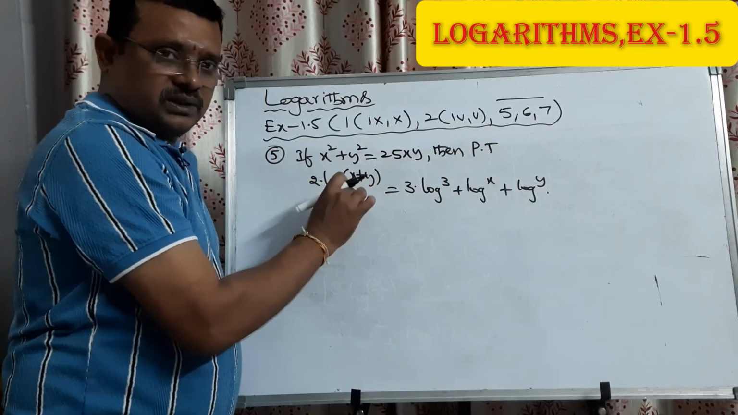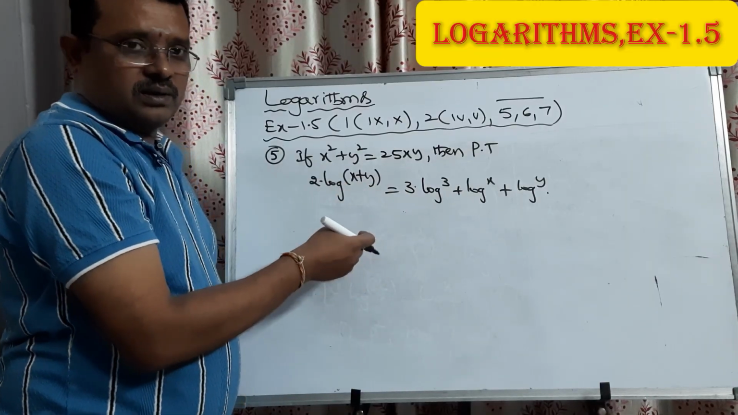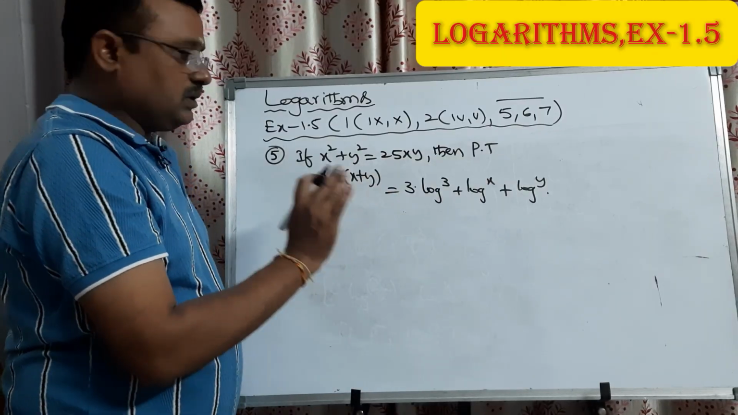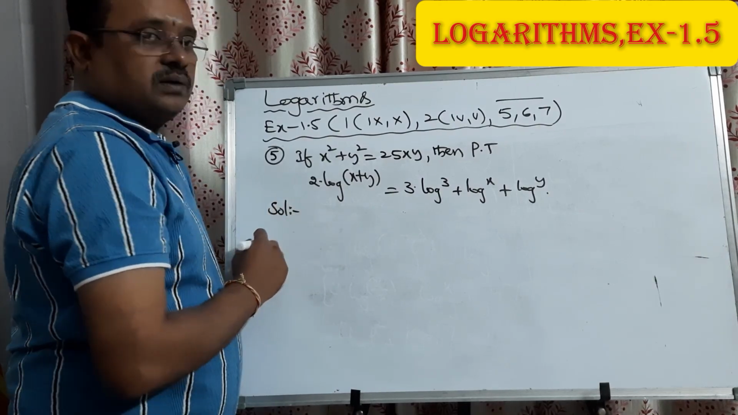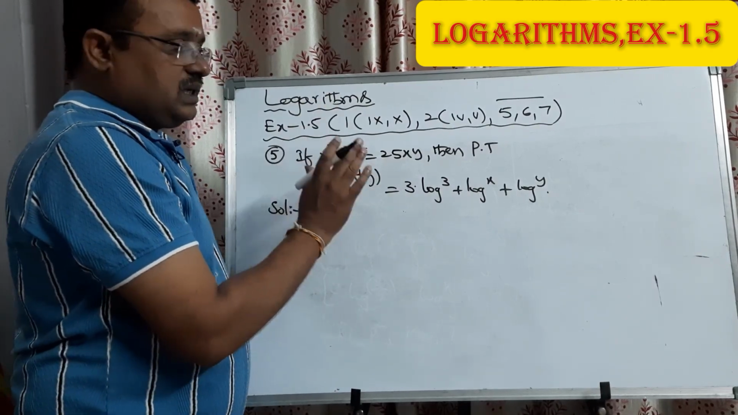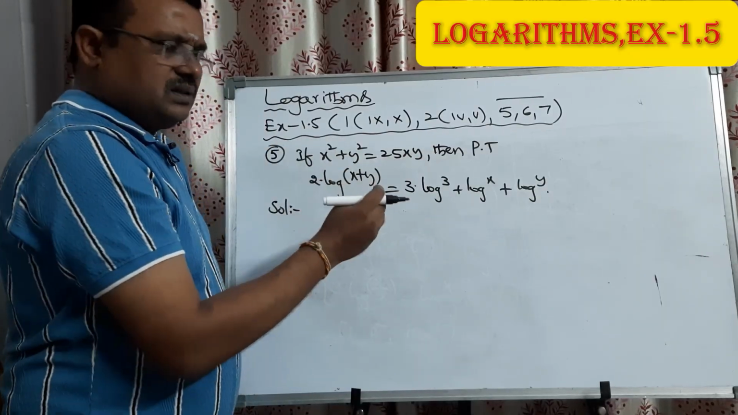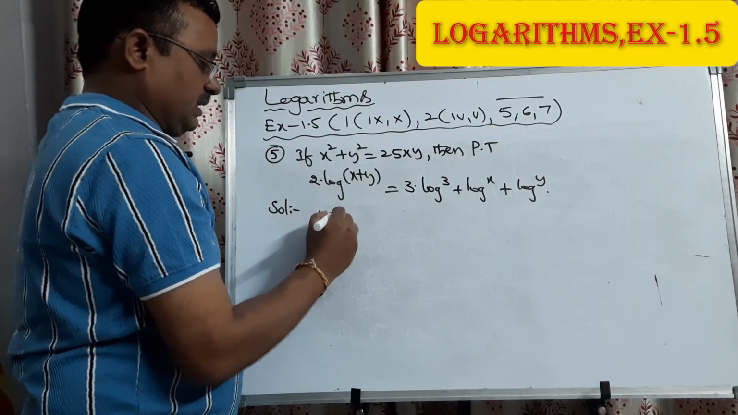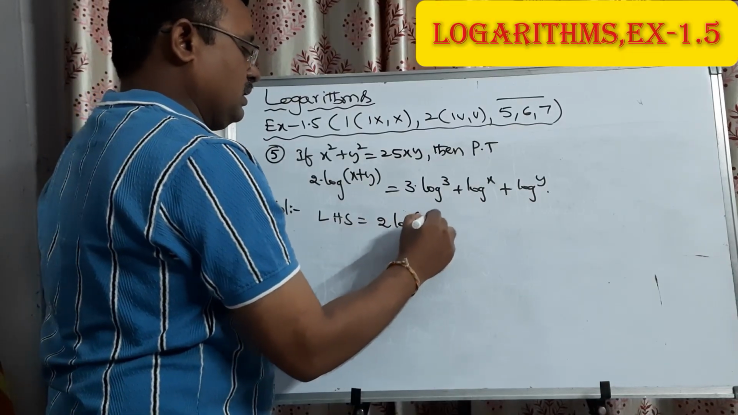The same model question was asked in the March 2025 paper. So listen to me carefully. How to solve? Very simple one. It is very important either for 4 marks or for 6 marks. Just in a few steps we will try to complete it. Consider LHS. LHS equals 2 into log x plus y.